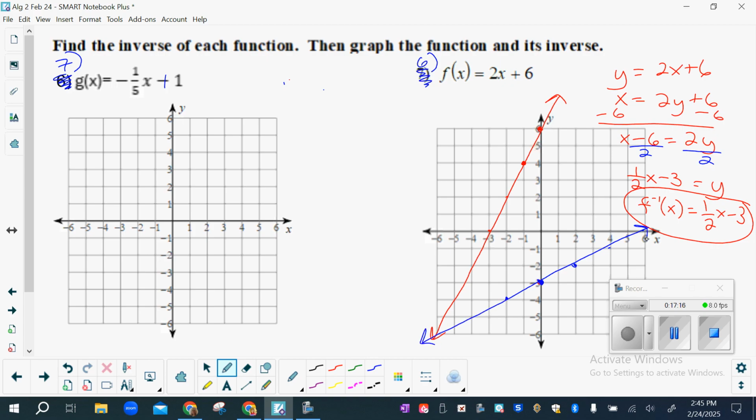So yes, we have to graph both of them. Your directions say to find the inverse, which we did. Here's the inverse, and then graph the function and its inverse. Okay, we good on that?